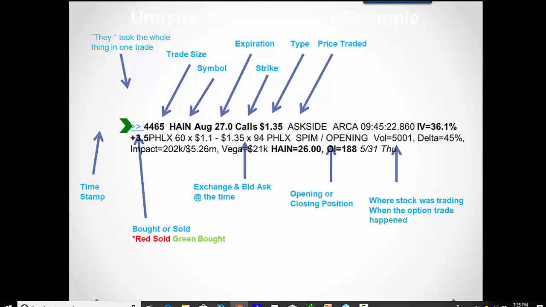So I said to myself, this is a good trade in my opinion. I could be wrong. Volume is greater than open interest. I looked at the chart. The chart looked like it was reversing, so I took this trade. So I bought some of these calls.